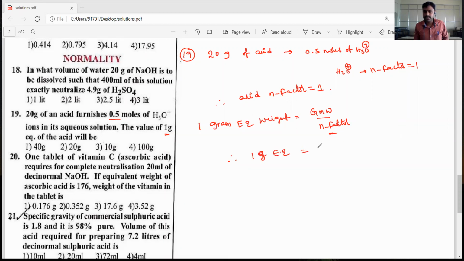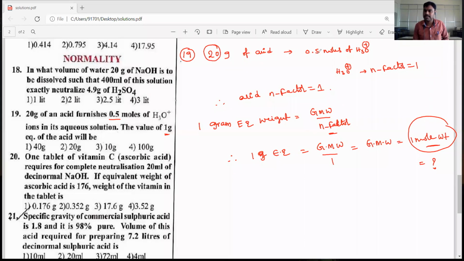1 gram equivalent weight is equal to gram molecular weight, because the n factor is equal to 1. Divided by 1 is nothing but the gram molecular weight only. That gram molecular weight is nothing but 1 mole weight. Okay, gram molecular weight is nothing but the weight of 1 mole of substance. So 1 gram equivalent weight is nothing but the weight of 1 mole of substance. We need to find out how much they asked. Okay, it's very clear, dear students.